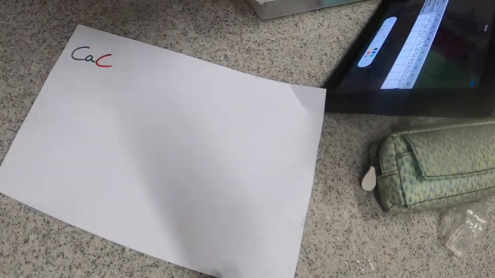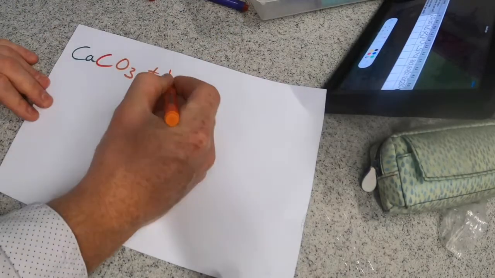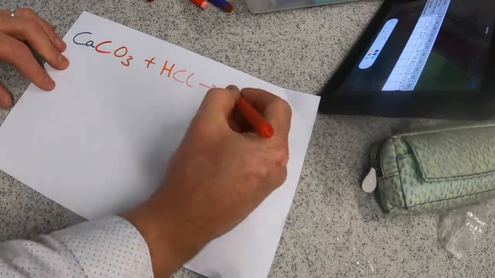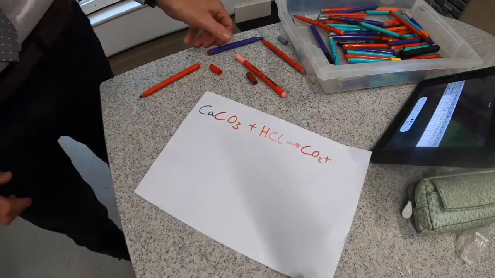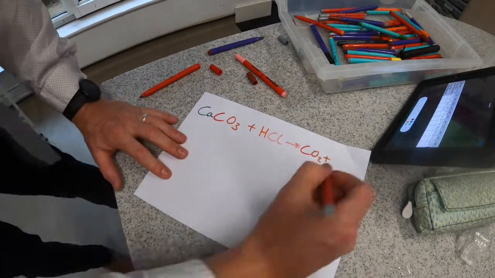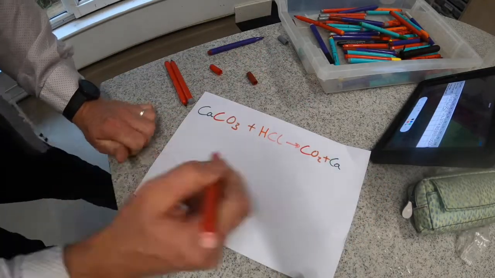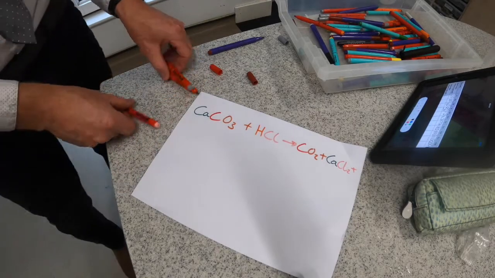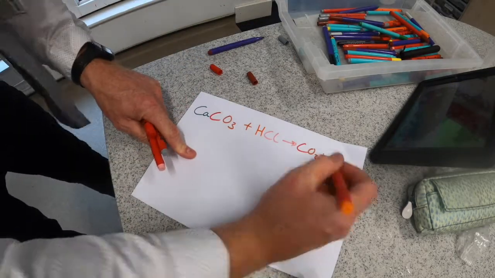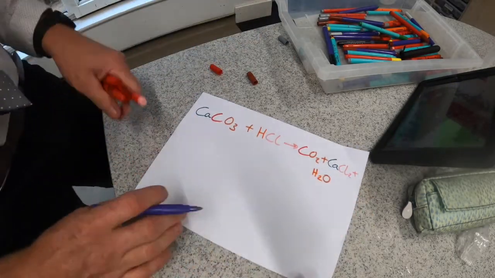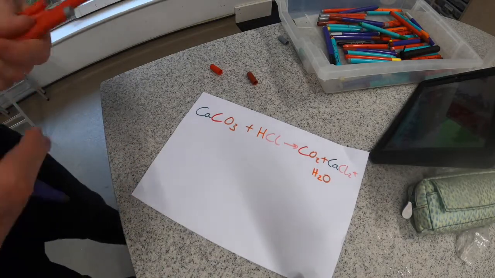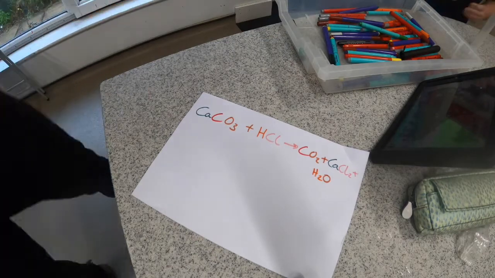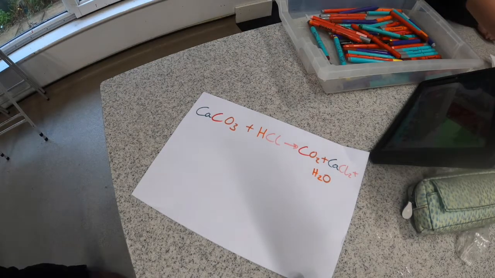Now, CaCO3 is calcium carbonate plus hydrochloric acid. This is a neutralization experiment. So we end up with CO2, we end up with a salt, which in this case is CaCl2, calcium chloride, and we also get H2O. Now we've got to try and balance this. So we've got H2O, so we're going to have two hydrogens in your hydrochloric acid.